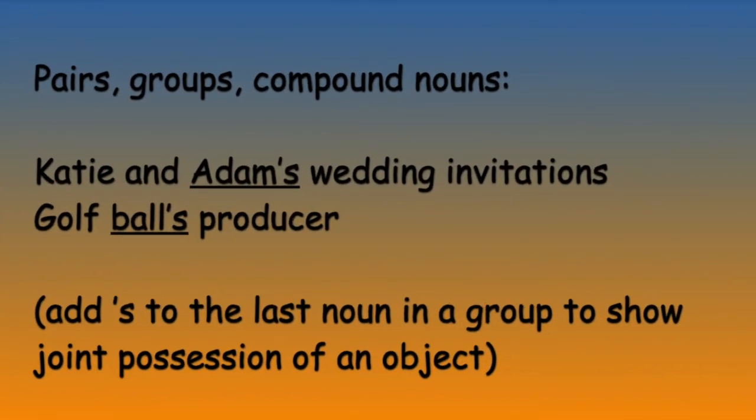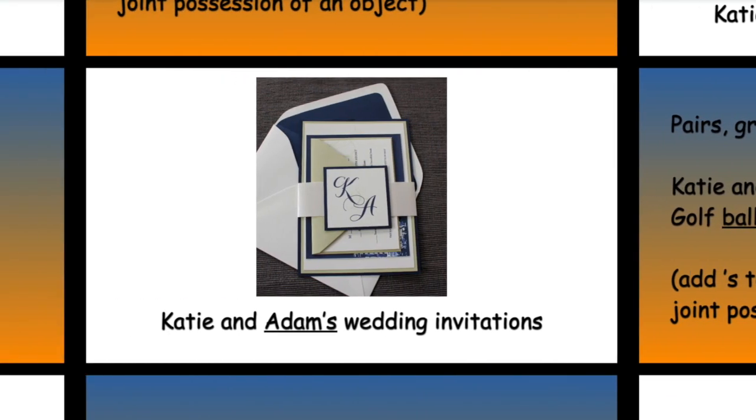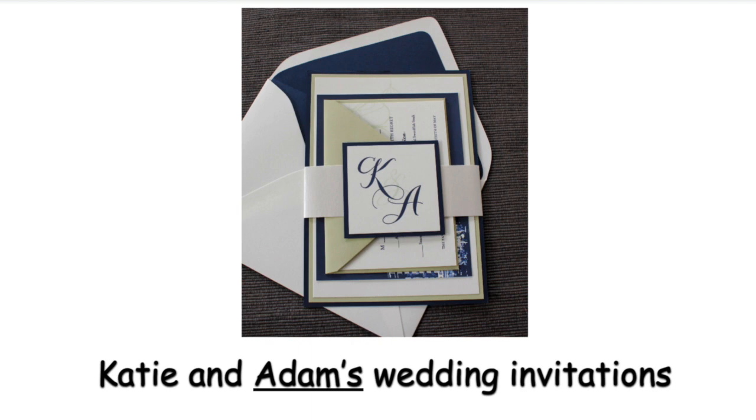Pairs, groups, compound nouns. Katie and Adam's wedding invitations. Golf ball's producer. Add apostrophe s to the last noun in a group to show joint possession of an object. Katie and Adam's wedding invitations.